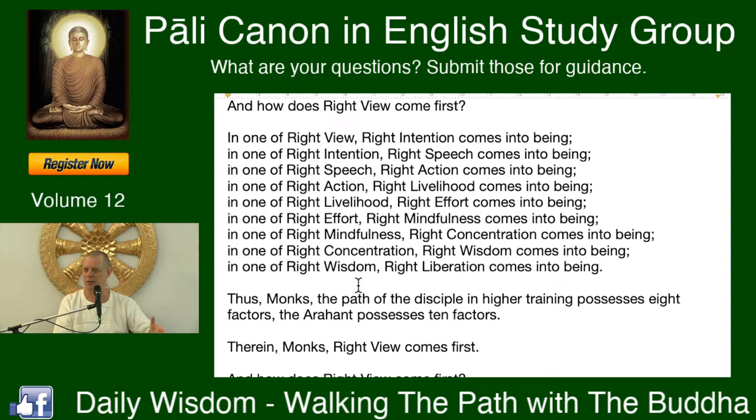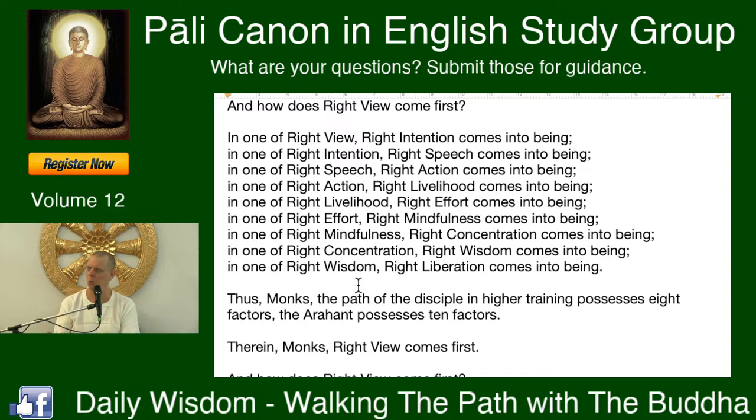Then the 10th factor is called right liberation. What right liberation is, this is where your mind's fully liberated, that you don't experience any more discontent feelings. There's no anger, sadness, frustration, irritation, annoyance, guilt, shame, fear, stress, anxiety, boredom, loneliness, shyness, resentment, jealousy. All the discontent feelings, even the slightest displeasure, is eliminated from the mind. This is what we call right liberation, that the mind is now free. It's been liberated from these strong feelings.